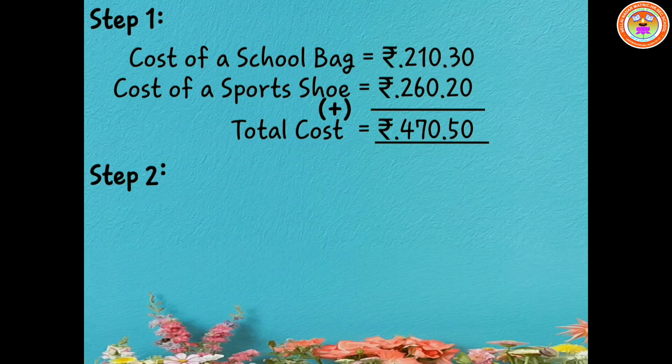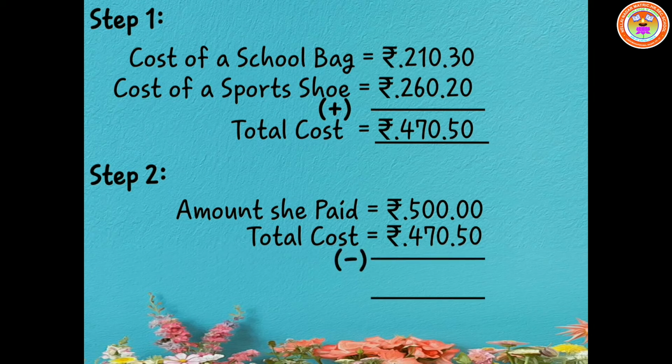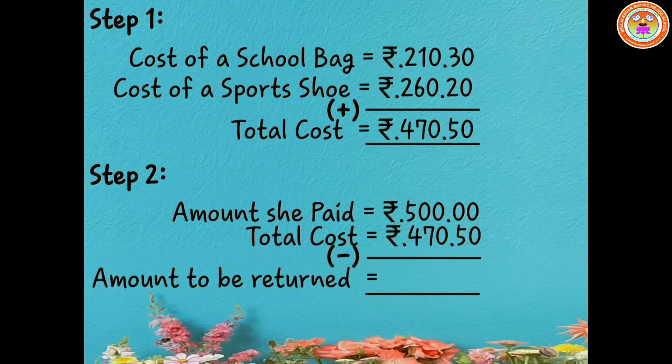Step 2. Amount she paid is equal to 500 rupees. Total cost we found is equal to 470 rupees 50 paise. Now we are going to subtract these two. Children, what is 0 minus 0? Yes, 0. Look at here. Can we subtract 5 from 0? No. What do we do? We have to regroup from nearby.